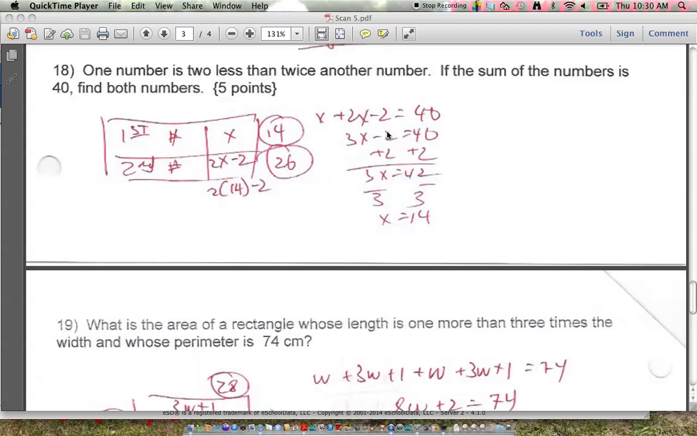Then it's 2 points to solve the equation. 3x minus 2 is 40. You go through and solve it. You get 14. And then it's another point to substitute the values back in and get 14 and 26, because it does say find both numbers. If you only found the 14, then you wouldn't get that point.